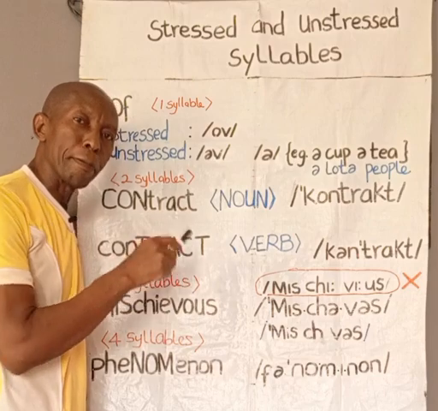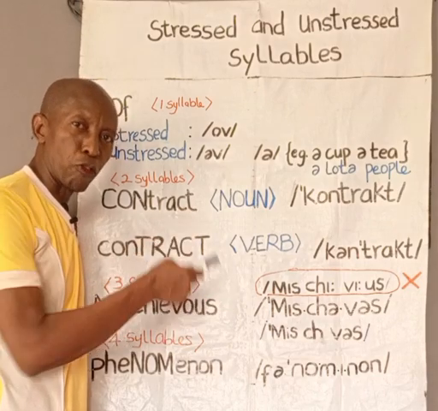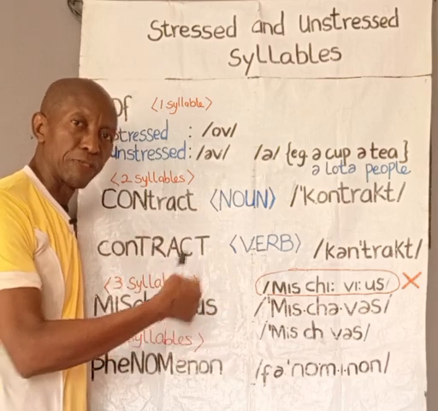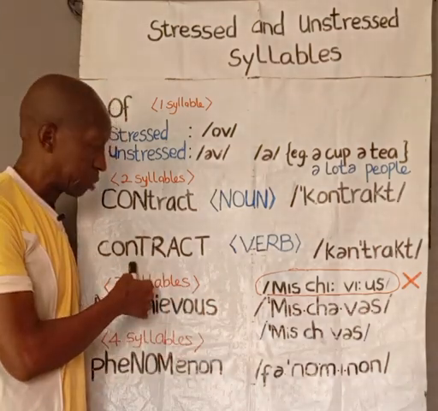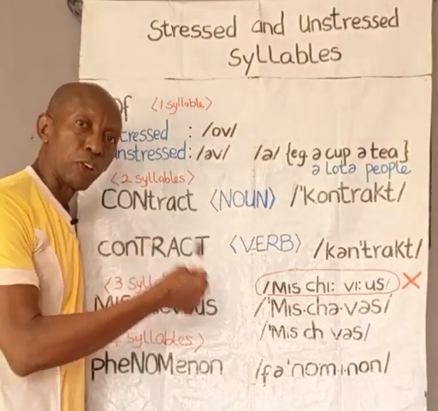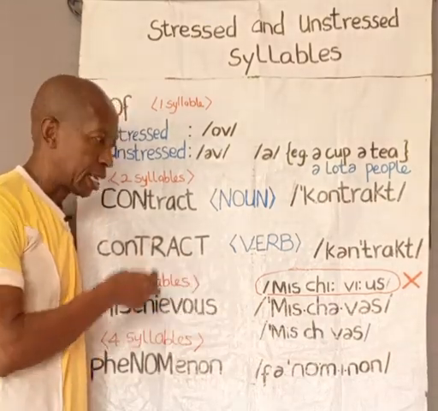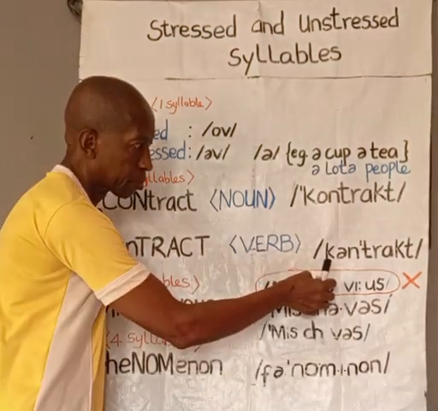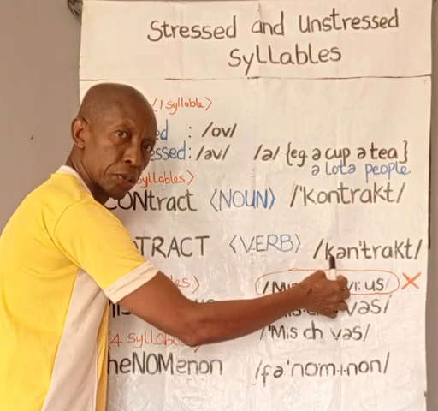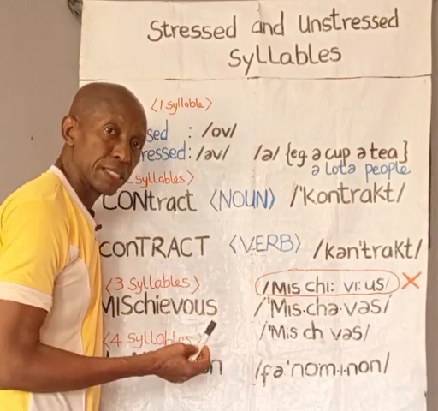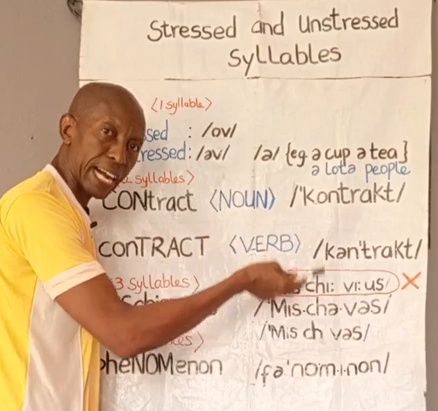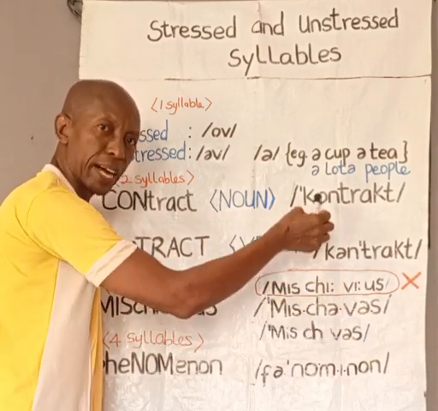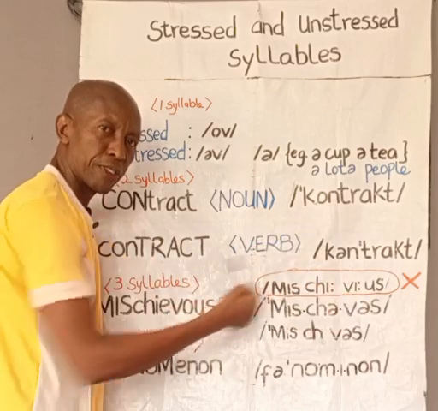When you are moving from one part of speech to another, for example, from noun to verb, the stress position must change to a different location. Here, the stress moves to the second syllable. So the second syllable will be louder than the first syllable if you are pronouncing it as a verb. Let us follow the guide here. Contract. Do you see the difference? The first one as a noun, contract. The second one as a verb, contract.